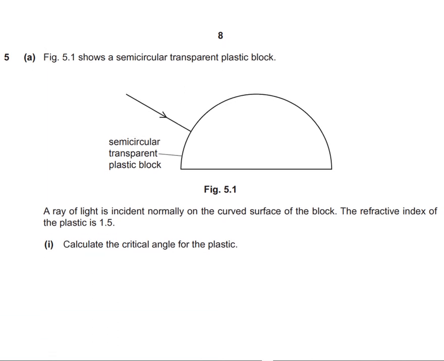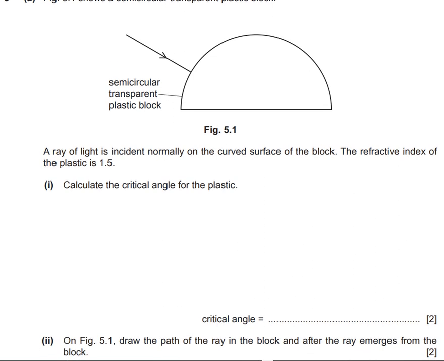Number 5 is a question on light. Figure 5.1 shows a semi-circular transparent plastic block. A ray of light is incident normally on the curved surface of the block. The refractive index of the plastic is 1.5. Calculate the critical angle of the plastic.